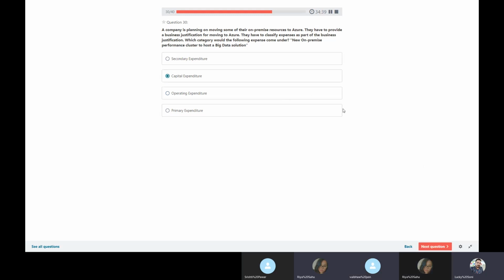Great. Capital expenditure. How can it be operating? They are purchasing something, so they have to invest money first, right? Then only they are going to operate. Cooling or software leasing may come under operating, right? But if you are investing in purchasing the clusters, that will come under capital expenditure only.